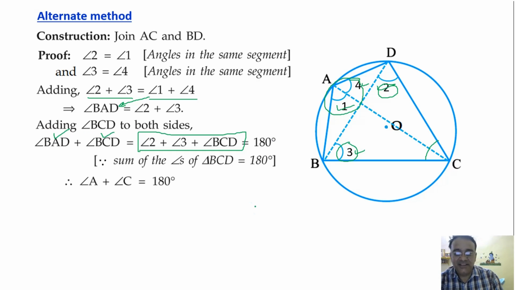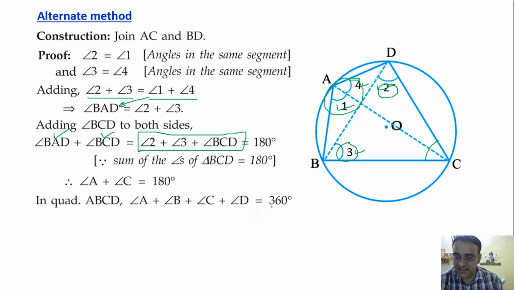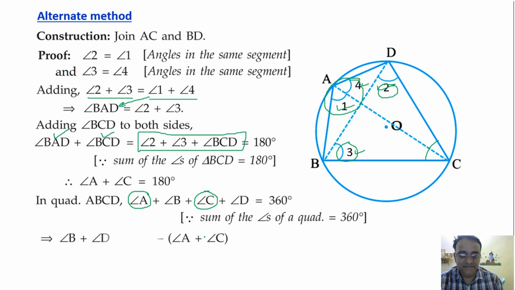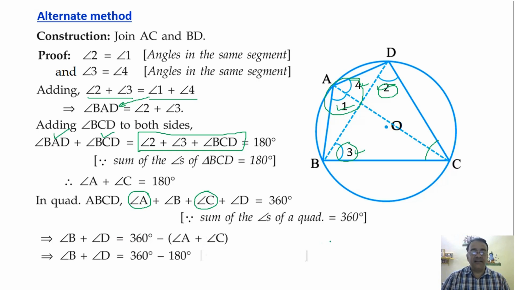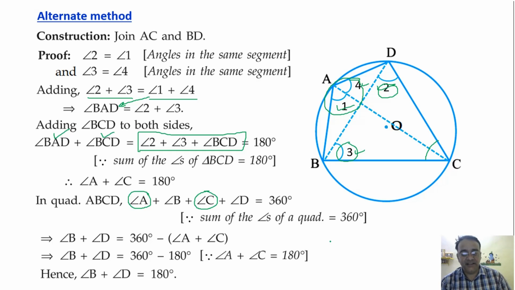Now the next step is exactly similar. Angle A plus angle B plus angle C plus angle D is equal to 360 degrees. Now we'll replace angle A and angle C both by 180 degrees, and shift this to the other side. So angle B plus angle D is also equal to 180 degrees. Which method is easier, this one or that one? This one, sir. Okay, fine, you can use any method, right?